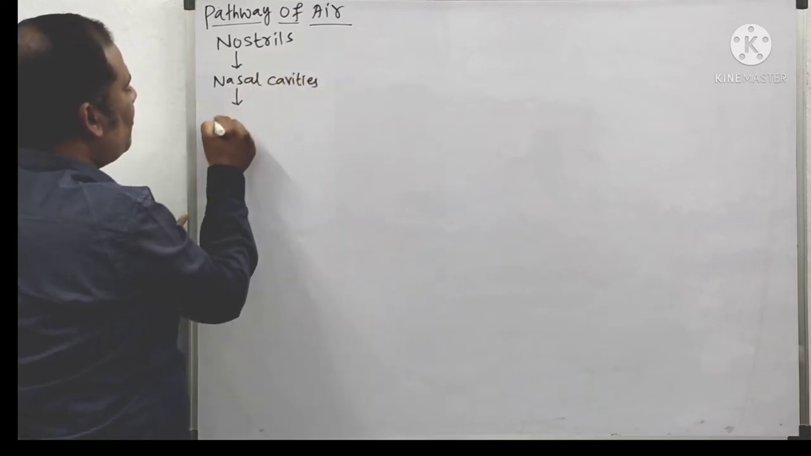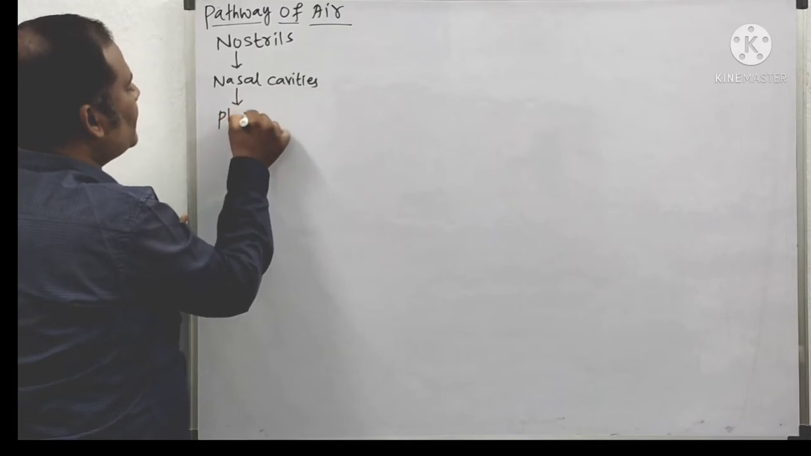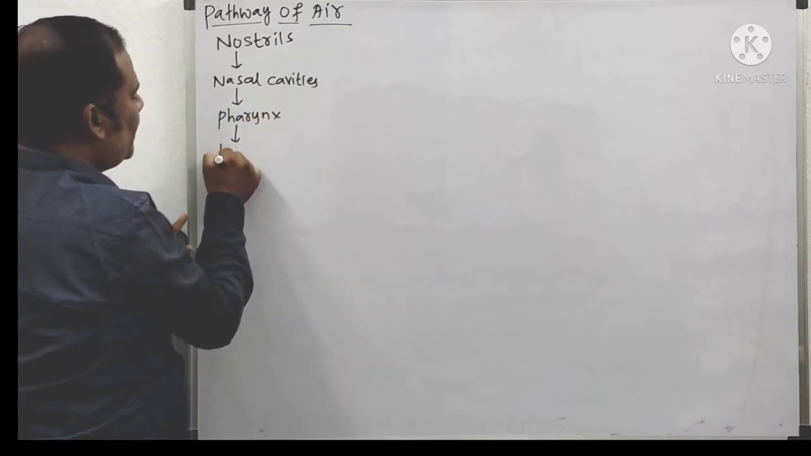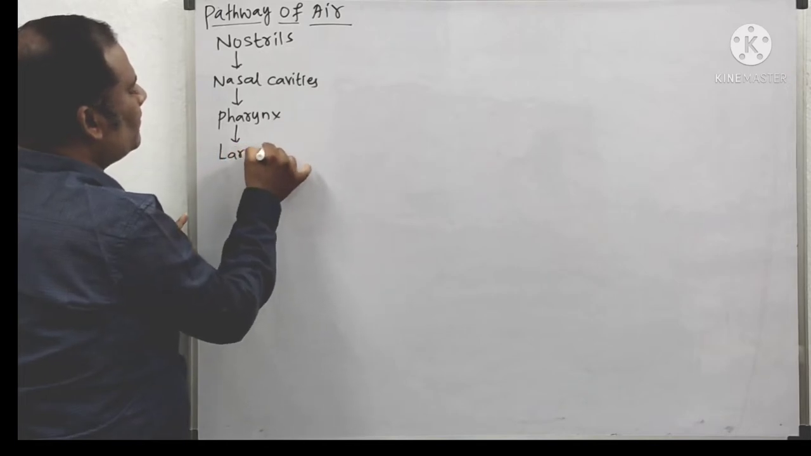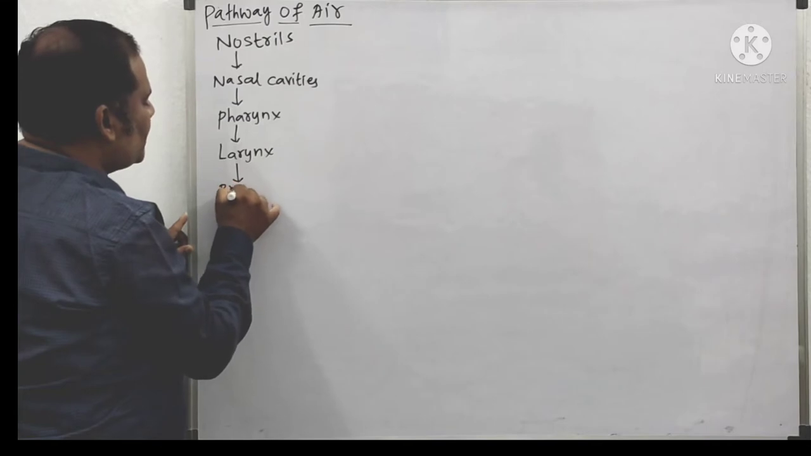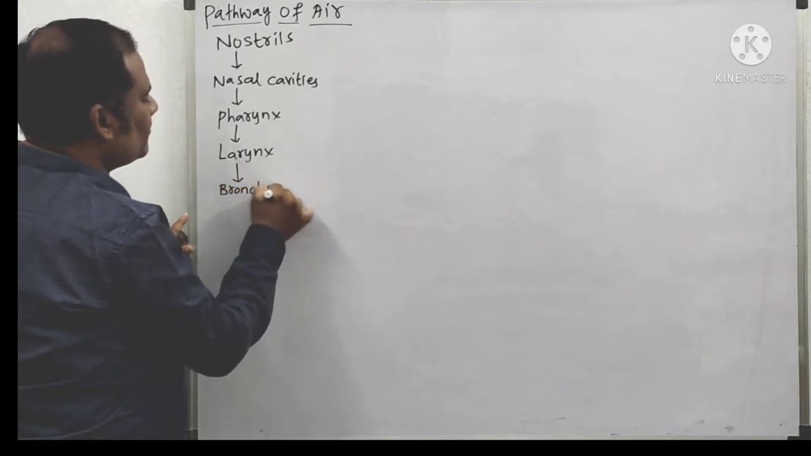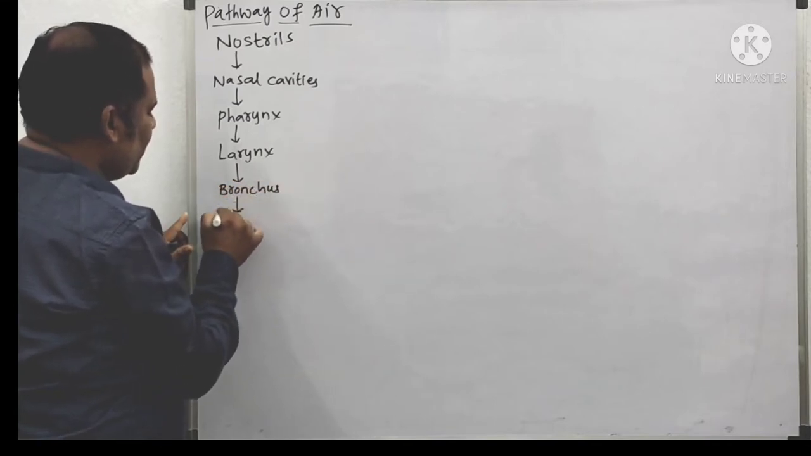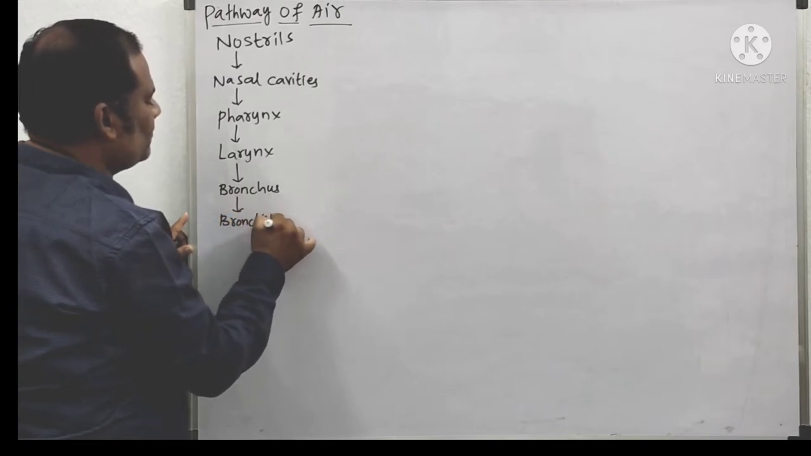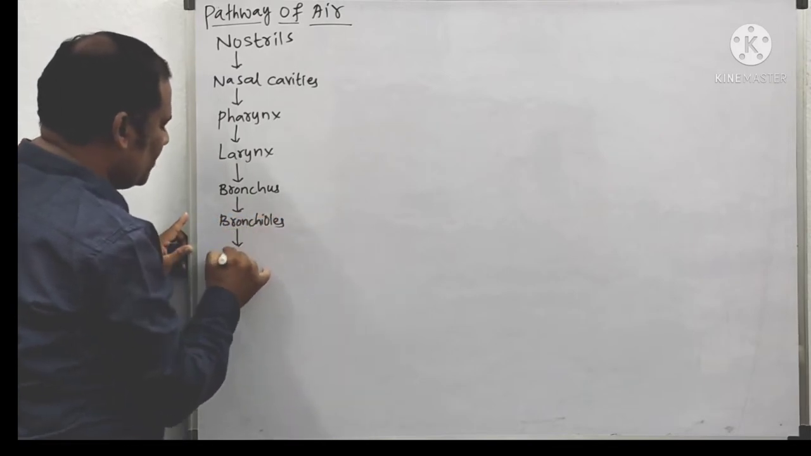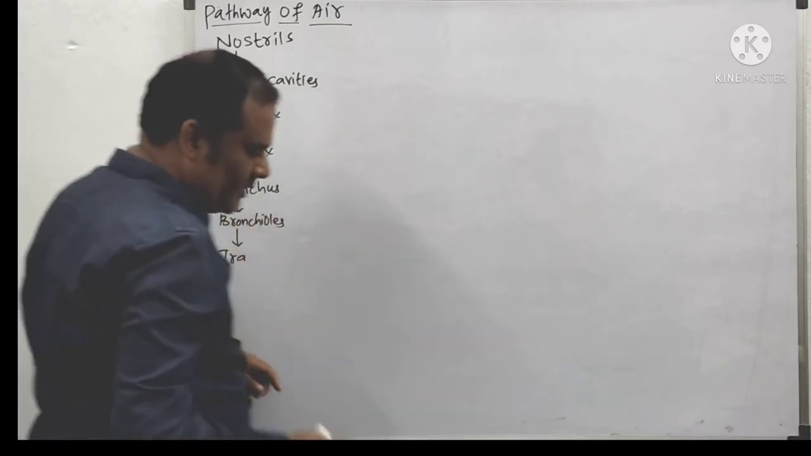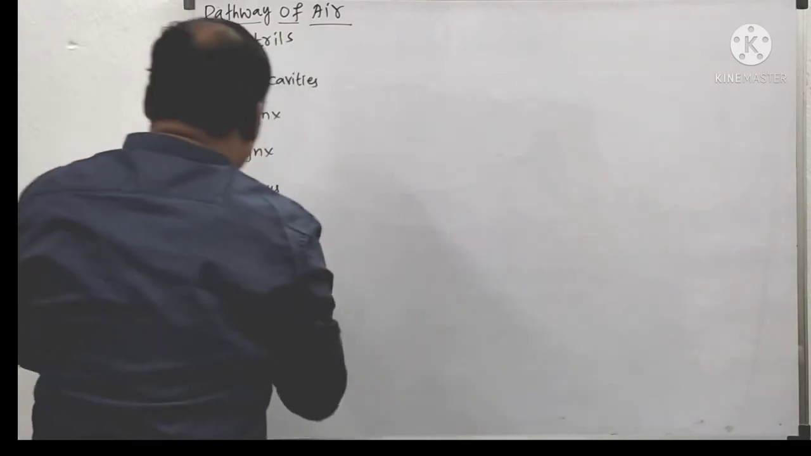Nasal cavities will open into what? That is the pharynx. Pharynx will open into what? Larynx. Larynx will open into what? That is a bronchus. Bronchus will open into what? Bronchioles. Bronchioles will open into what? Trachea. Sorry.